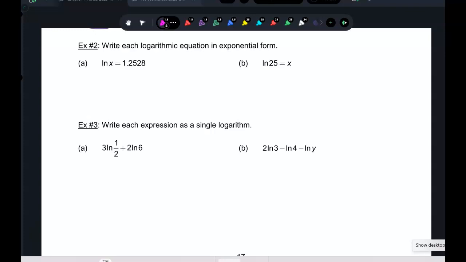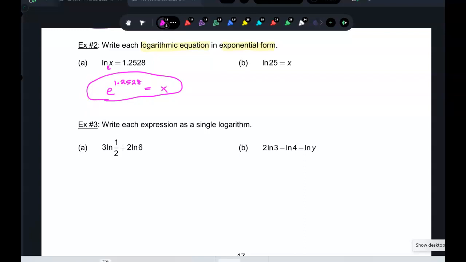ln e to the 1.2528 equals ln x. Okay, so we're changing from logarithmic to exponential. What is the base here? So little e becomes big B for the base, to the 1.2528 equals x. That's it. That's all you have to do. Oh, I think I know what happened. I just put an extra step, I just put an ln in.